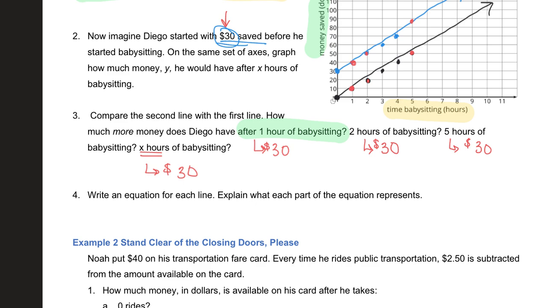If we're writing an equation for these lines, for that first one that I drew in black, we have our money saved, y, equals $10 per hour of babysitting. So that's just y = 10x. For the blue one, we still have y equals, and he's still earning $10 per hour he babysits, but we're adding that 30 because that's the starting amount. He's starting with 30, so we need to add that to the equation.